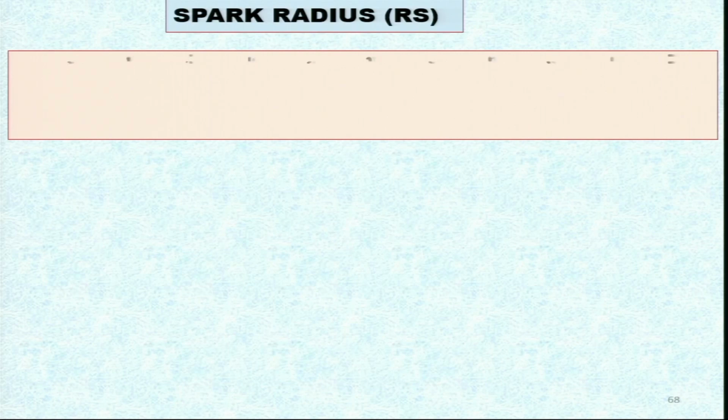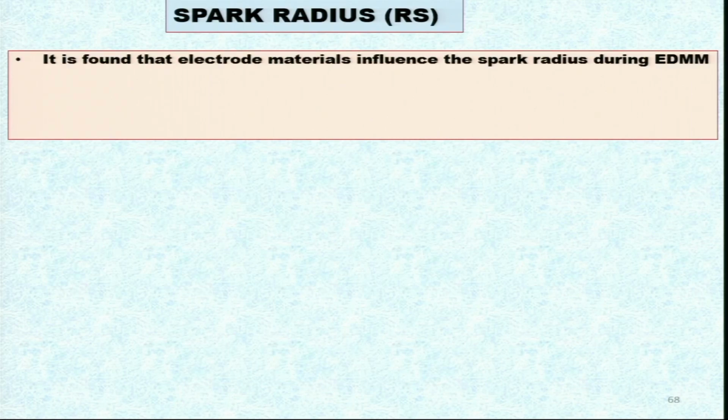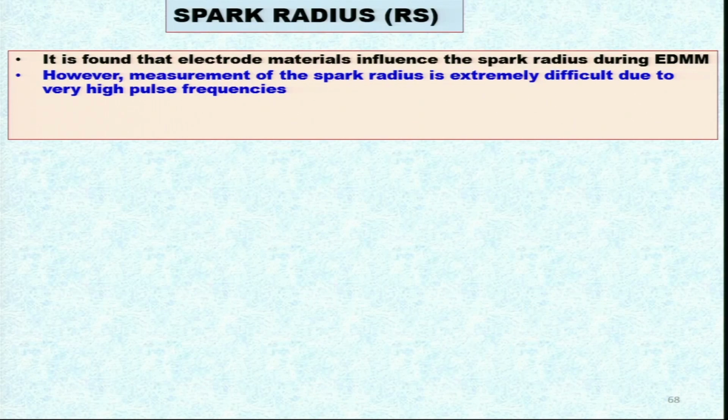Spark radius Rs plays a very important role. It is found that electrode material influences the spark radius during the EDMM process. I have already shown you the curve proposed by Prem Shankar and others about the spark radius, and this spark radius varies on the anode as well as on the cathode. They are different, and it is continuously varying in the inter-electrode gap, and it is minimal on the central plane. That curve I have shown you was calculated theoretically using this particular model.